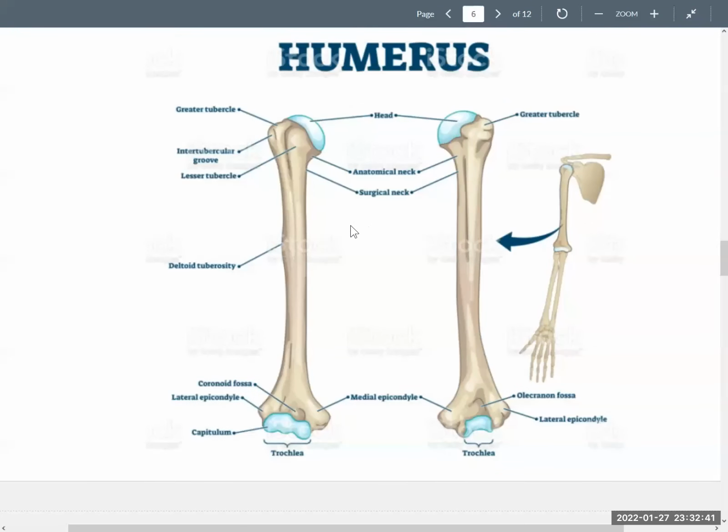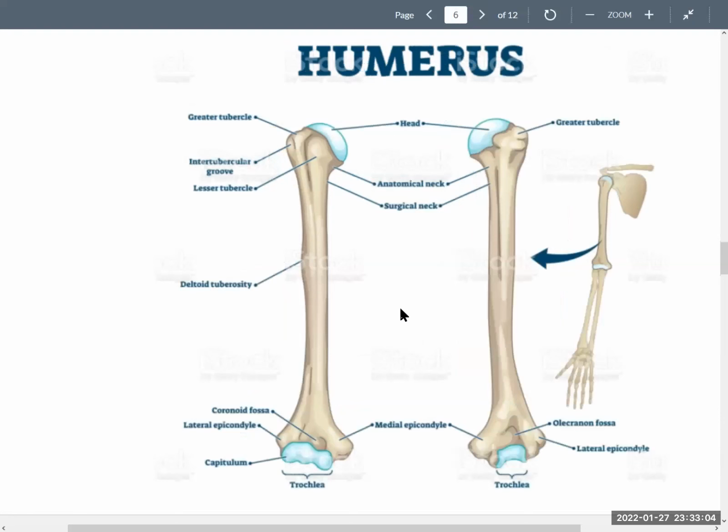Come down to the distal part of the bone. This is the proximal part where it's attached. We'll still take the anatomical view. Halfway down the bone, there's a bump. This is the deltoid tuberosity.